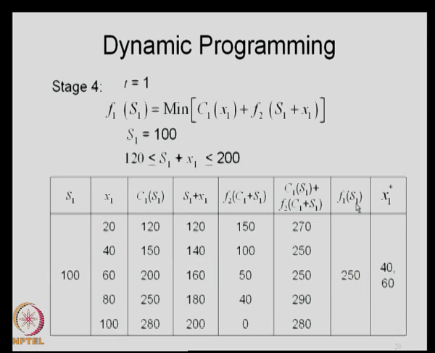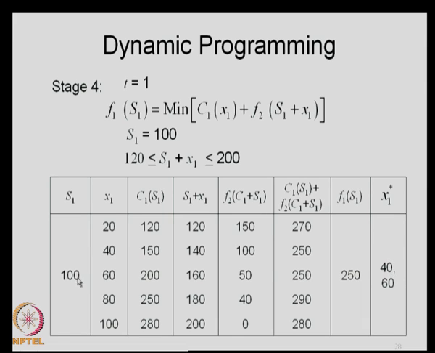Like this, you go to stage number 1. In stage number 1, it is given that S1 is equal to 100. It is exactly the same as the reservoir operation problem. The existing capacity at the beginning of the time period is known to be 100. So, you solve only for 100, you get the optimal objective function value as 250 and the associated values as 40 and 60.